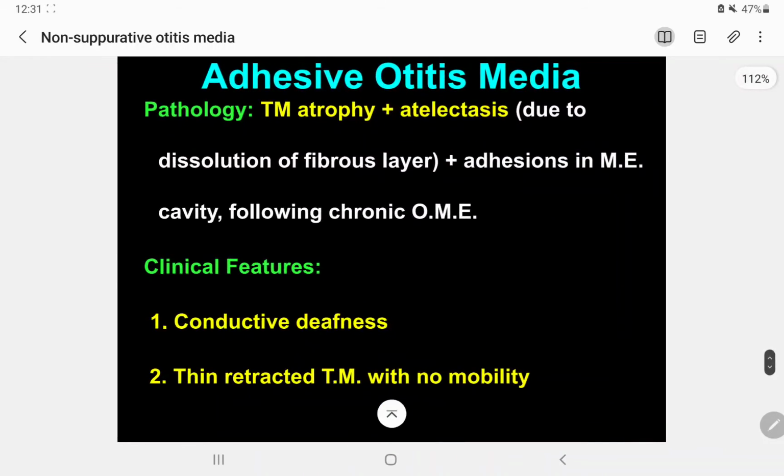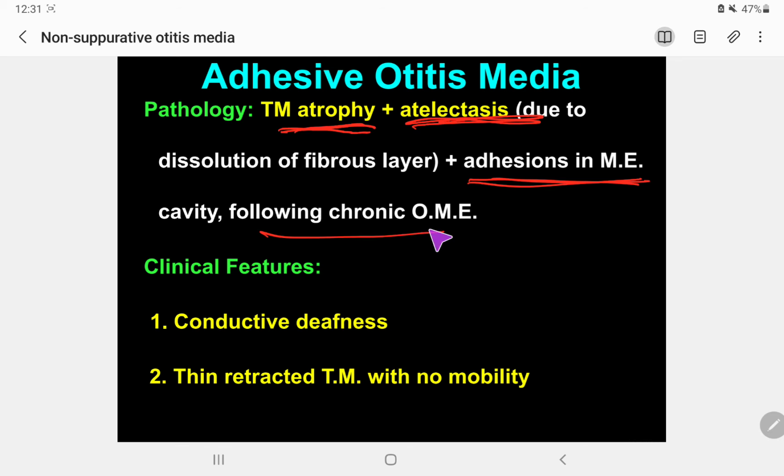Adhesive otitis media includes tympanic membrane atrophy and then atelectasis, right? Both of these happen, and this will cause adhesion in the middle ear cavity following chronic otitis media with effusion. So after otitis media with effusion for a long time, the tympanic membrane will undergo atrophy and then atelectasis. Why does it happen? It is due to the dissolution of the fibrous layer. That is the MCQ question.